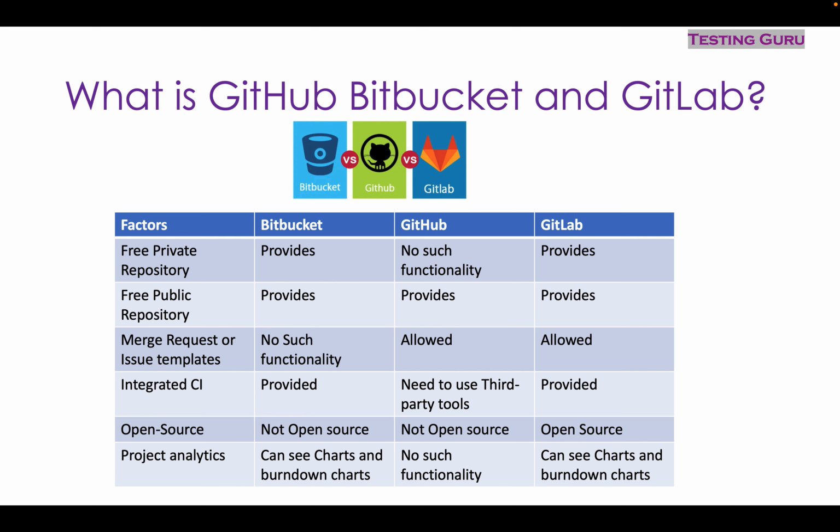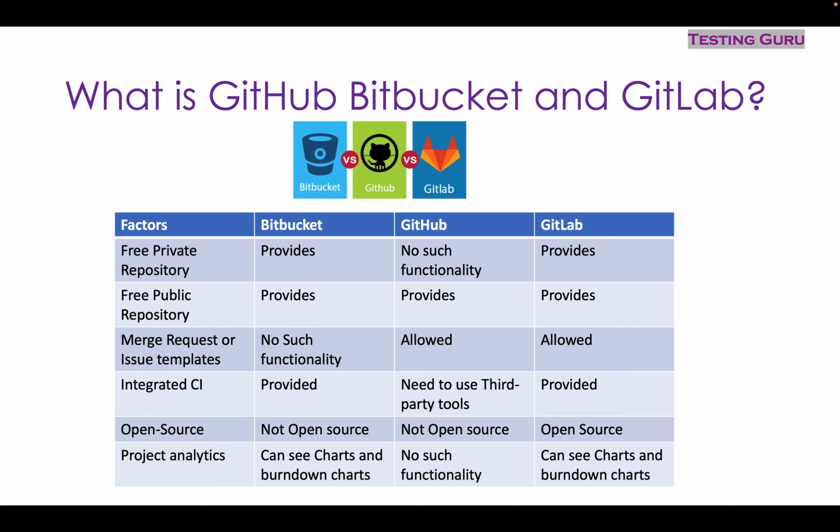Coming to the first one, the free private repository. Bitbucket and GitLab provide that, but GitHub doesn't provide such functionality. Coming to the free public repository, it is provided in all three tools: Bitbucket, GitHub and GitLab. And merge request and issue templates are available in GitHub and GitLab, but not in Bitbucket.